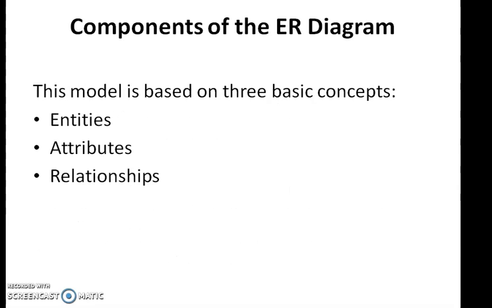Now, what are the components of ER diagram? The following are the 3 basic components of ER diagram. First is entity, second attributes and third relationship. On the basis of these 3 components, we can draw the ER diagram for any database. Now, in the next video, we will see all these components in detail.